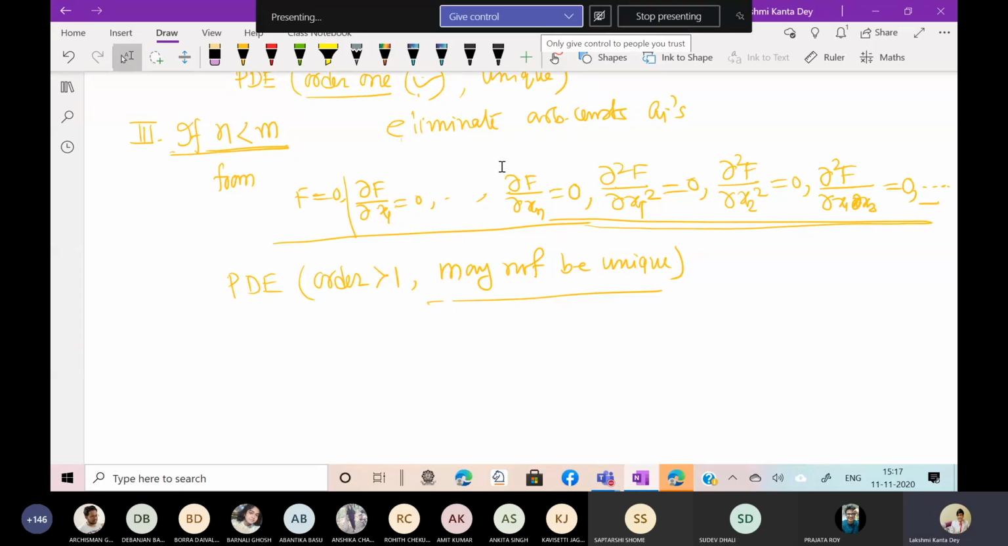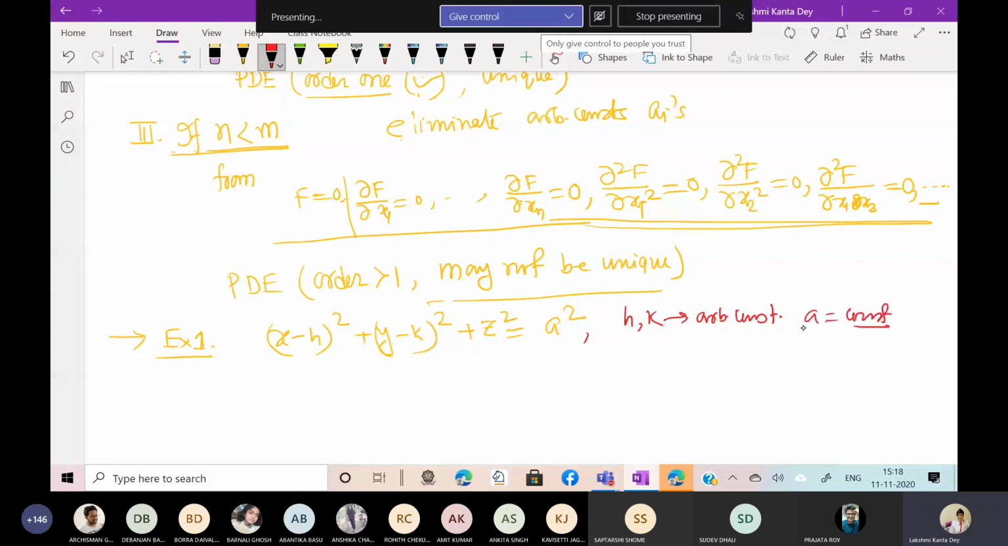Okay, so let us concentrate on some examples. It will be more clear. Example number 1. If I take (x minus h) square plus (y minus k) square plus z square is equal to a square, where h and k are arbitrary constants. a is a constant, so a is not important. These are arbitrary constants. x, y are what? Independent variables, and z is the dependent variable. So this is a system of curves where z is the dependent variable, x and y are two independent variables, and h and k are arbitrary constants.